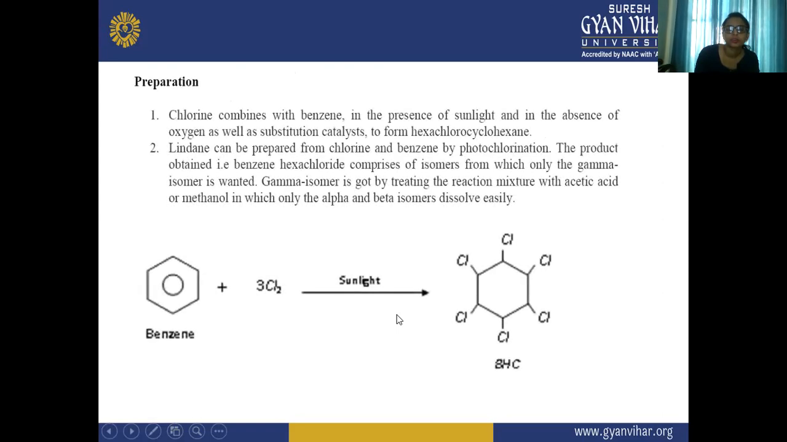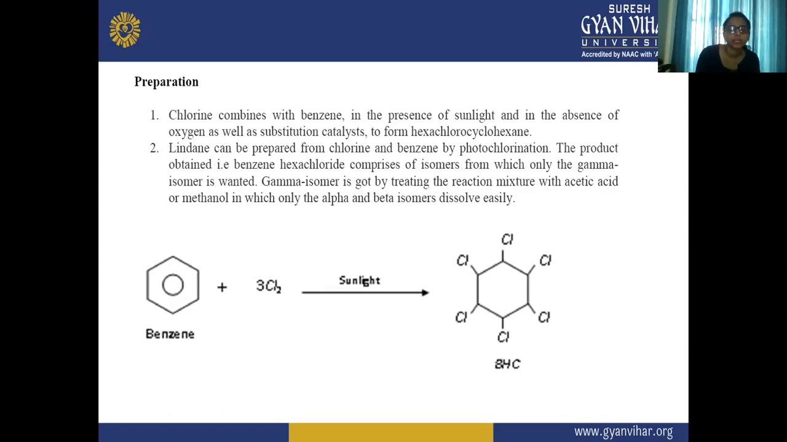Next, its preparation. Chlorine combines with benzene in the presence of sunlight and in the absence of oxygen, as well as a substitution catalyst, to form hexachlorocyclohexane. So here benzene reacts with free molecules of chlorine in the presence of sunlight, but in the absence of oxygen, and then it forms hexachlorocyclohexane. So lindane can be prepared from chlorine and benzene by photochlorination.